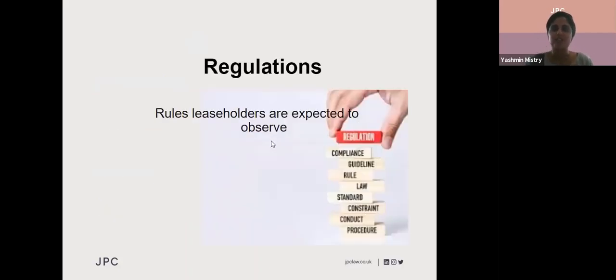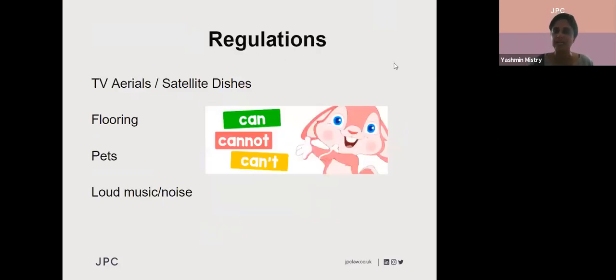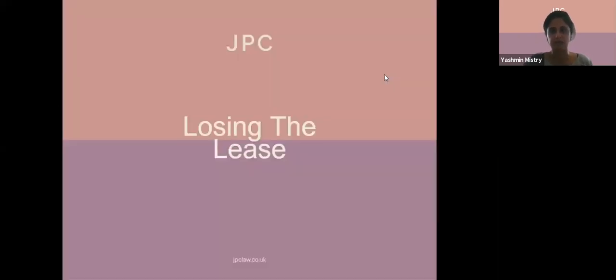Regulations are the things where the usual rules are that the leaseholder can't use the balcony, satellite dishes can't be put up, wooden flooring, loud noise, music, all of those kinds of things. Those are the things that are normally dealt with in the regulations. And again, they'll either be in a separate section or schedule at the end of the lease, or they'll be built into the main body of the lease.